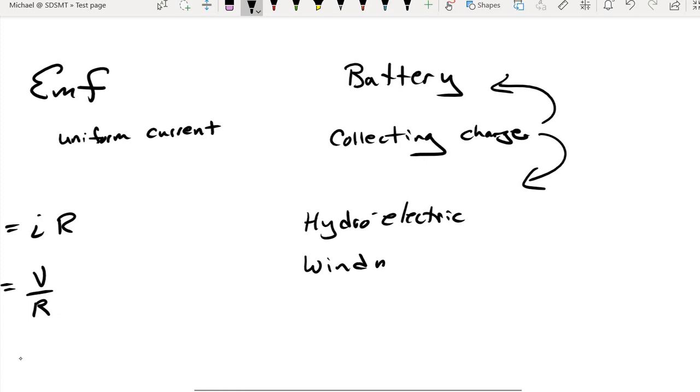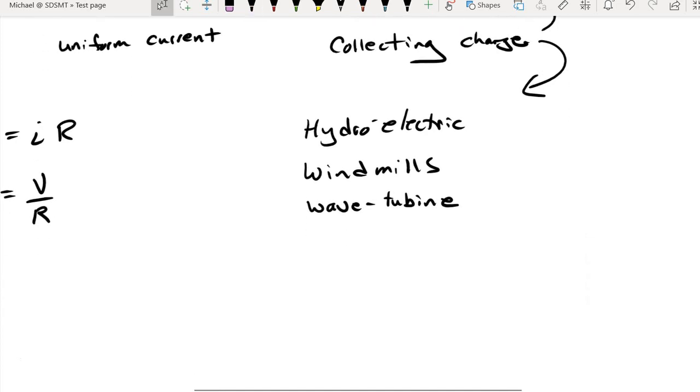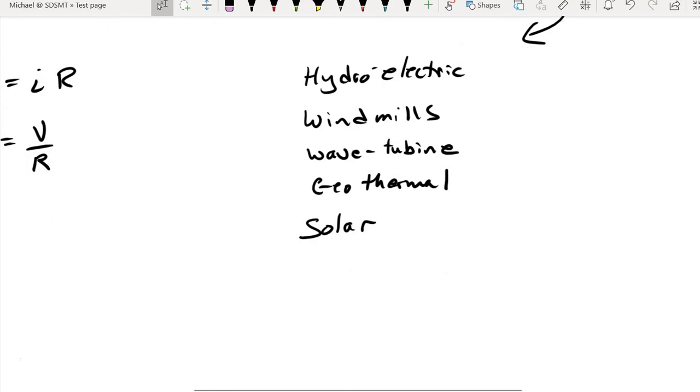There are windmills. There are wave turbines. Let's see, what else is there? We could have a geothermal plant. So geothermal is definitely a source of energy. That energy can be converted into some kind of an electrical source. Other possibilities would be solar panels. So we could use solar cells to collect energy, convert it to electricity for use at a later time. There is nuclear.